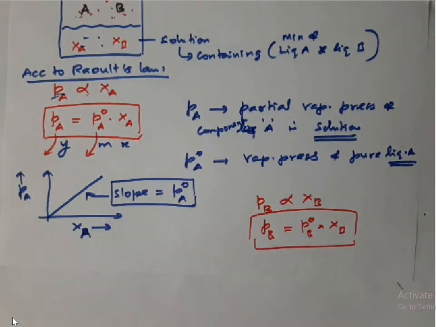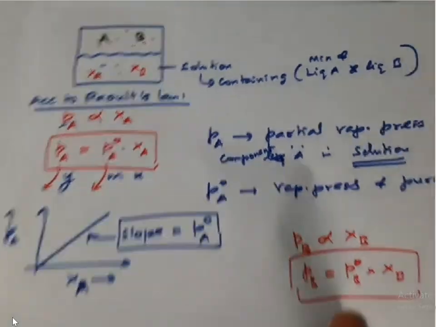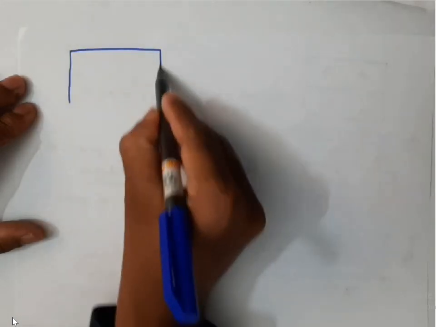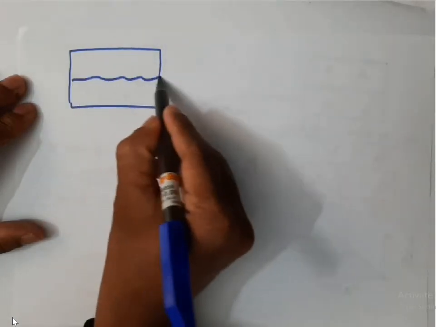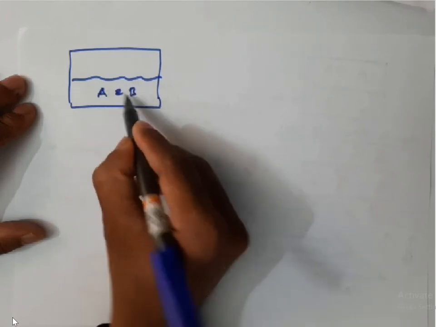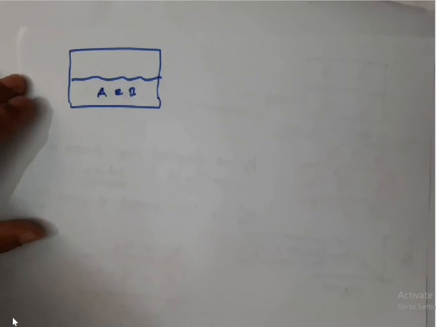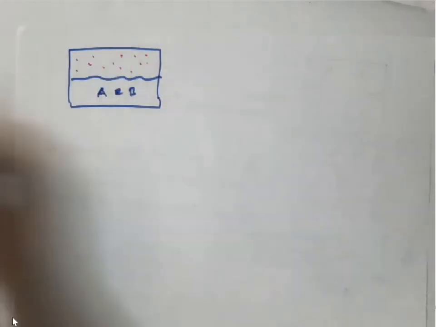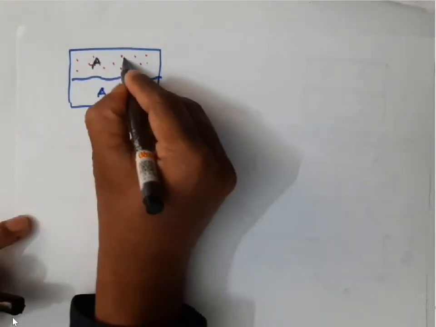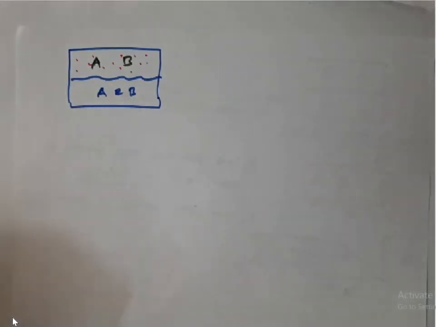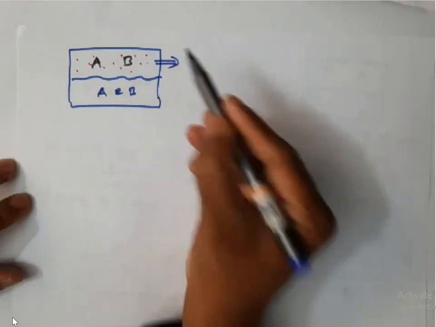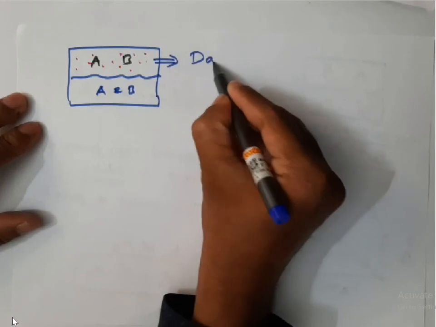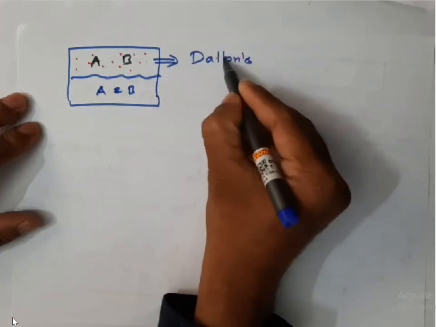Now let me extend this further. So we have a solution, and I am taking the same solution consisting of the liquids A and B. The vapor above the liquid also contains A and B. Now, for the vapor phase, I am going to apply a law called Dalton's law.